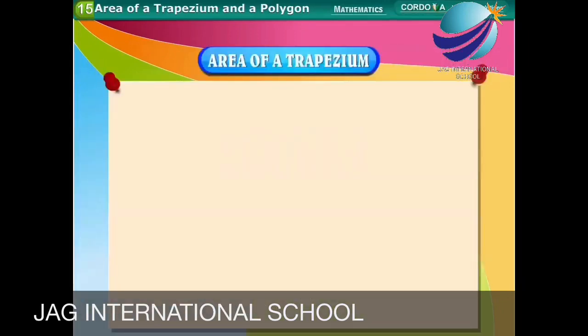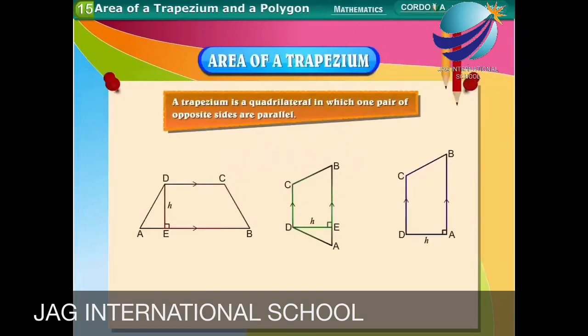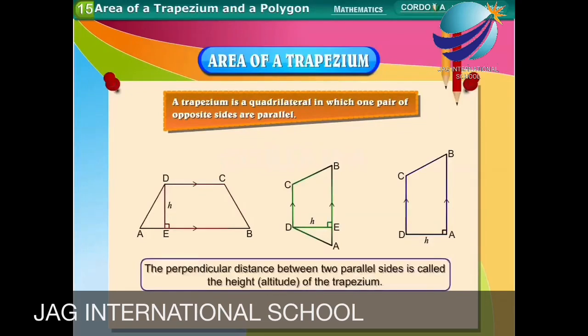Area of a trapezium. A trapezium is a quadrilateral in which one pair of opposite sides are parallel. The perpendicular distance between two parallel sides is called the height, altitude of the trapezium. Area of trapezium is equal to half sum of the parallel sides into height.